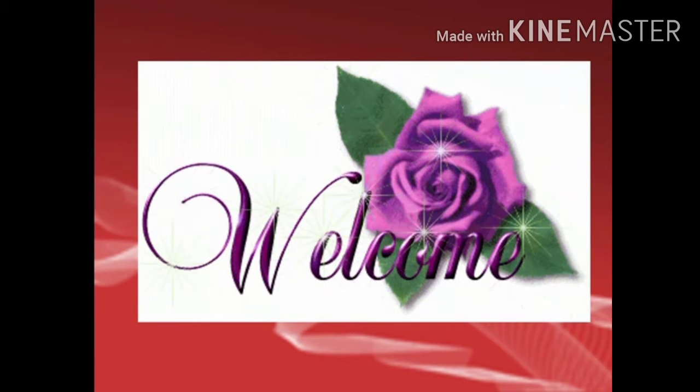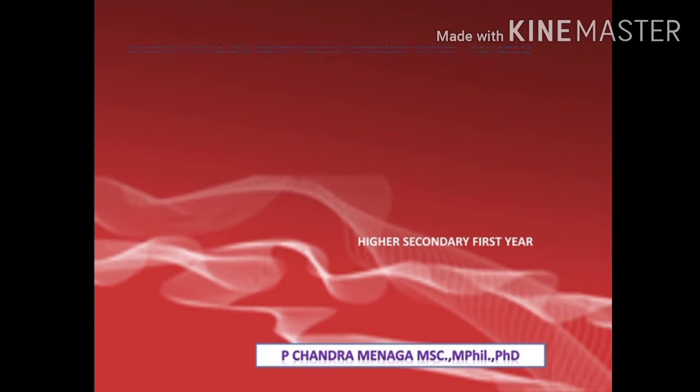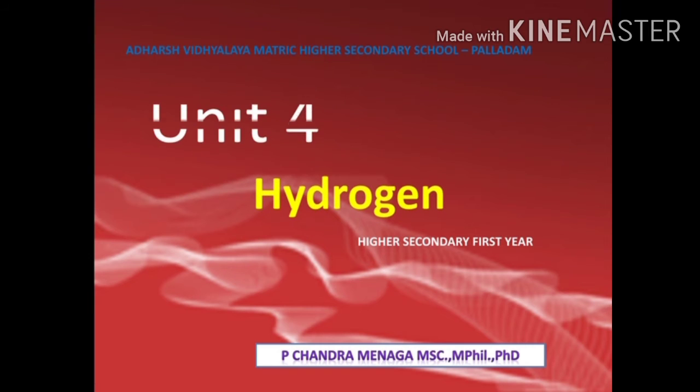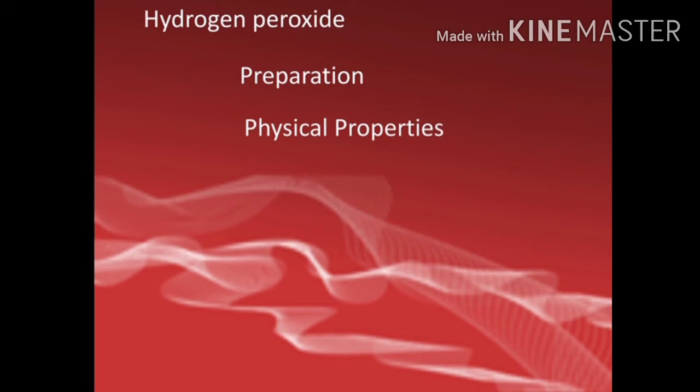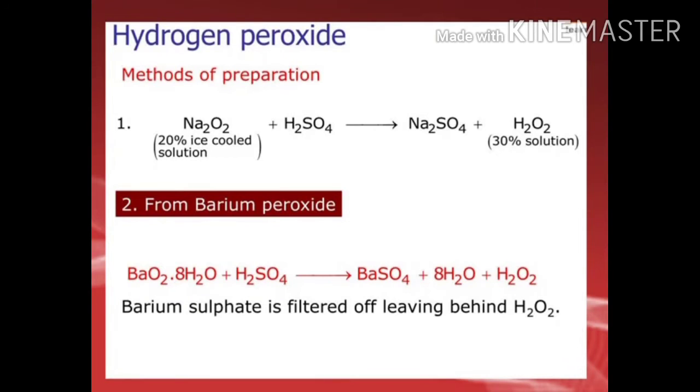Welcome to all. For this session also, we are going to discuss Unit 4 Hydrogen. In this session, our discussion topic is hydrogen peroxide. Now we are going to discuss the preparation of hydrogen peroxide, physical properties of hydrogen peroxide, chemical properties of hydrogen peroxide, and uses of hydrogen peroxide. First topic is hydrogen peroxide preparation.